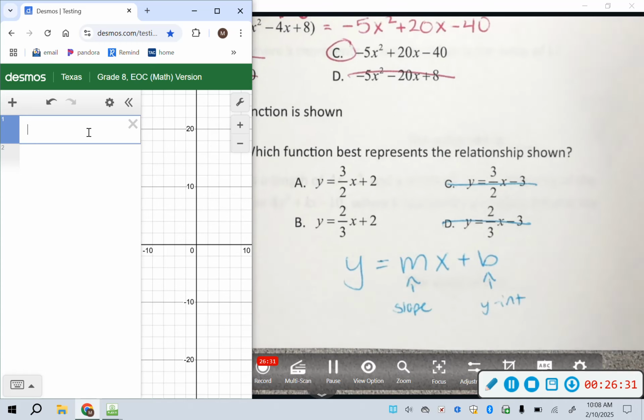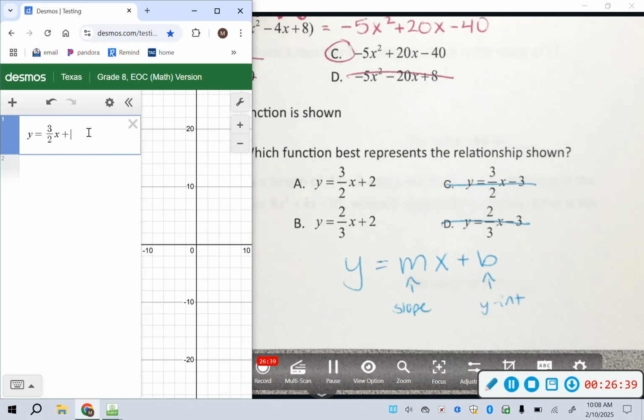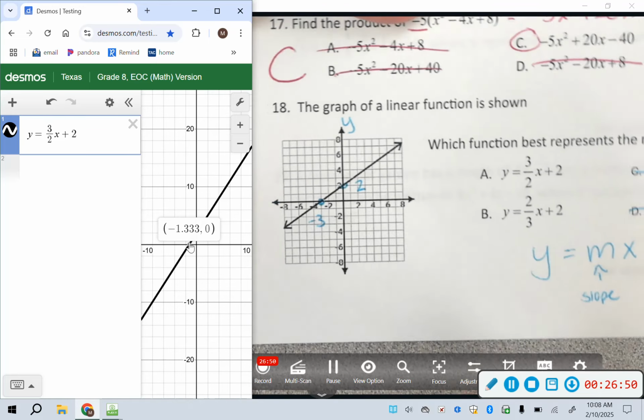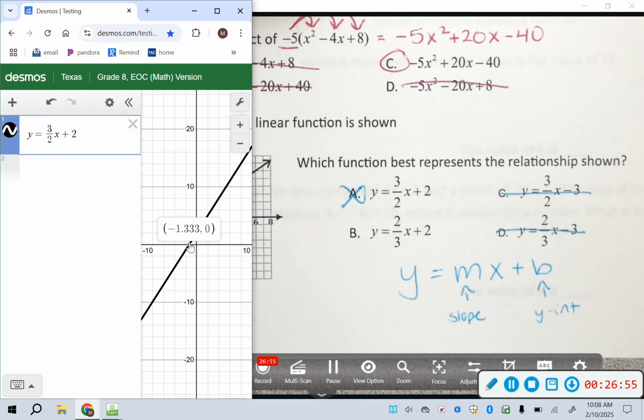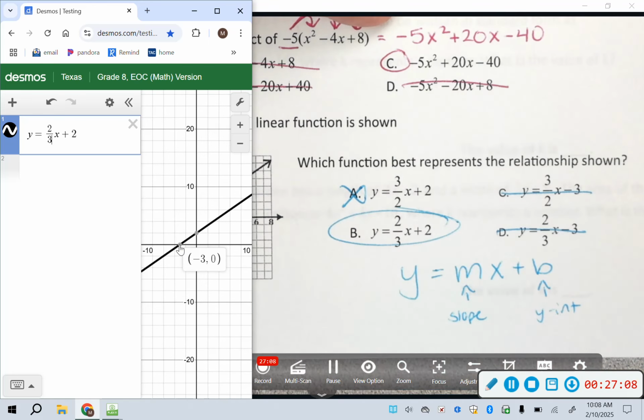So I'm going to come here. I'm going to type in y equals 3 over 2 x plus 2. And here's my graph. So I'm going to check. I do have 2 as my y-intercept, but I have negative 1.3 repeating as my x-intercept, which is not what I have here. I have a pretty point at negative 3, so A is not my answer. So B should be our answer. Let's double check. This was 2/3. So here's my graph. I do still have 2 as my y-intercept, but now I have negative 3, so this is my answer of B.